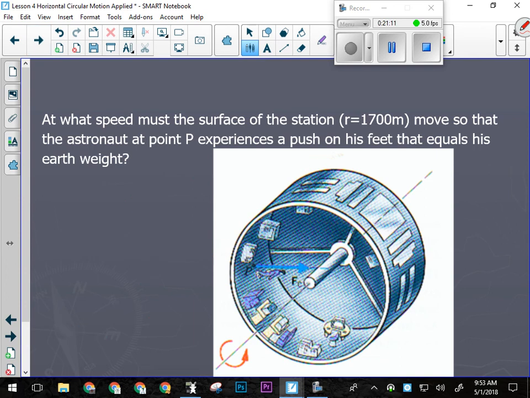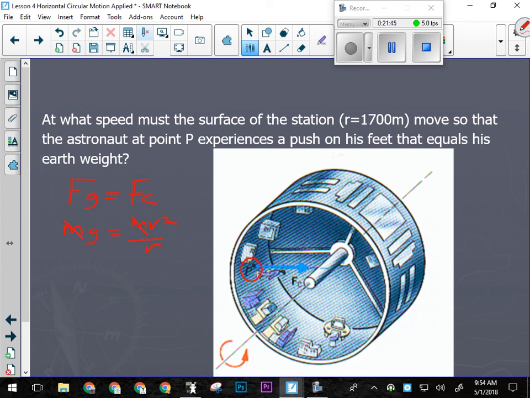We want to figure out what speed the inner surface of this space station, which is big, has a radius of 1,700 meters, must move so that the astronaut at point P, right here, experiences a push on their feet that equals their Earth weight. So we just said, if we want them to feel like they're at home, we want to use Fg. What's providing Fg is the centripetal force. So this is mg, and this is mv squared over r. I'm looking for v.